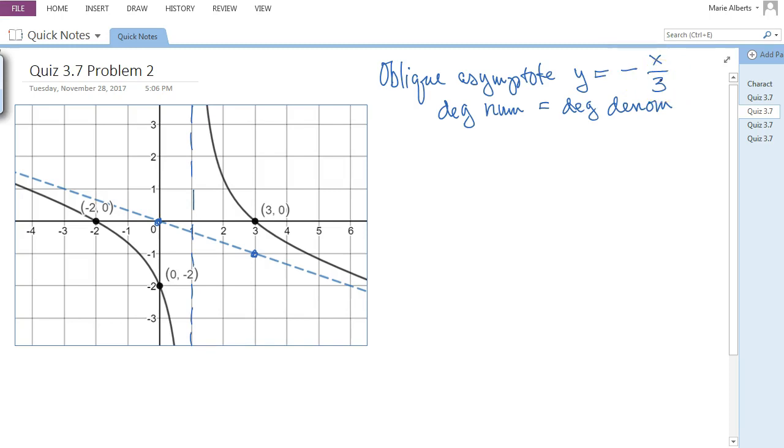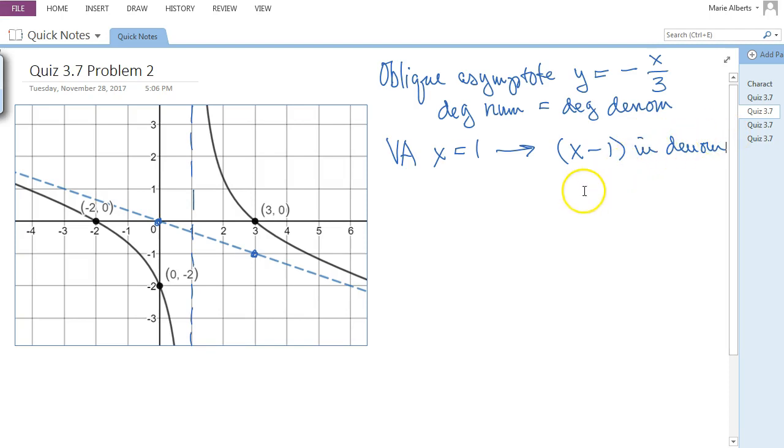And that tells us that when we finally divide the numerator by the denominator, we will have this y equals negative x over 3 as a part of our solution there. Okay, next we have a vertical asymptote at x equals 1. So that says that we have a factor of x minus 1 in the denominator.